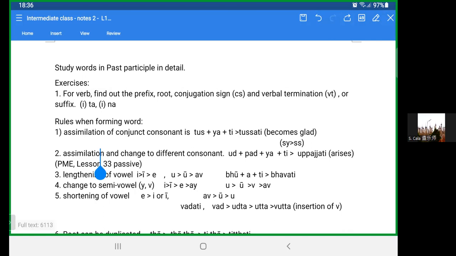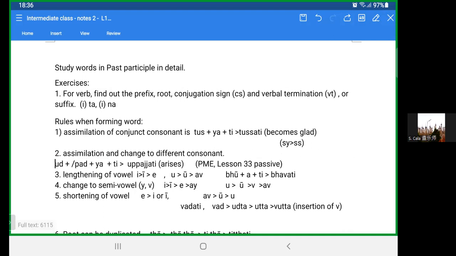And then the second rule: there will be assimilation and change to a different consonant. Like ut is a prefix plus pat. Pat is a kind of root here. And then there is ya. Ut plus pat plus ya. Totally, D and Y change to JJ. So D and Y change to something different, JJ. But here S and Y change to SS, which is easier to understand.